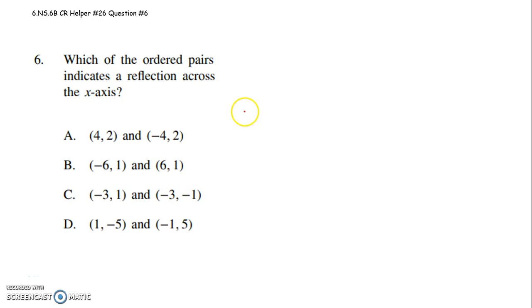Sixth graders, this is to help you with question 6 on CR 26. It says, which of the ordered pairs indicates a reflection across the x-axis? Okay, so let's look across the x-axis. So this would be our x-axis, this would be our y-axis.